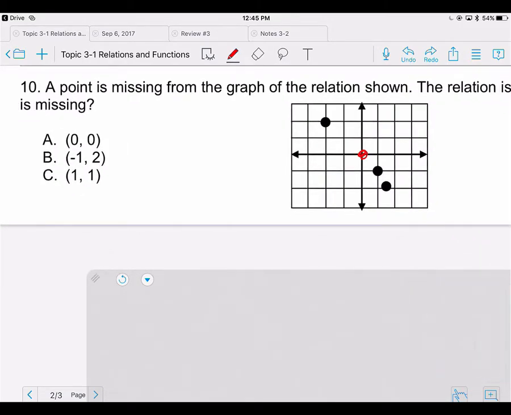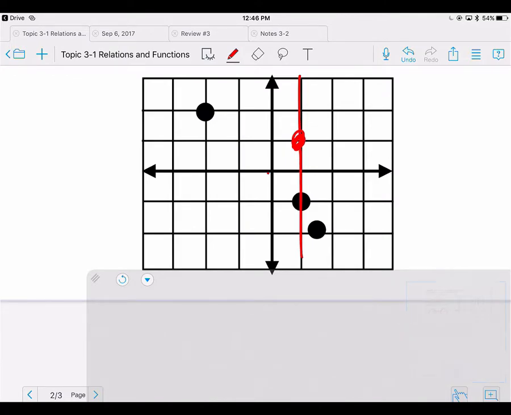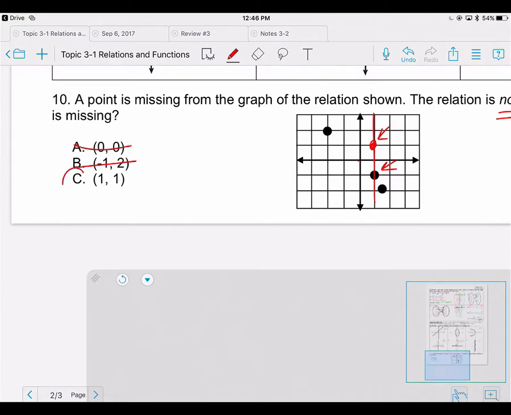If I graph the point 0, 0 and complete the vertical line test, none of these repeat. So 0, 0 would keep it a function, but that's not what I'm looking for. -1, 2, if I complete my vertical line test, still is a function, so that is not what I'm looking for. The point 1, 1, however, if you notice, when we complete the vertical line test, would hit 2 times, making it not a function, which is what we were looking for.